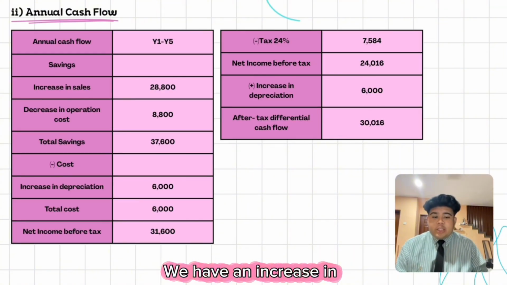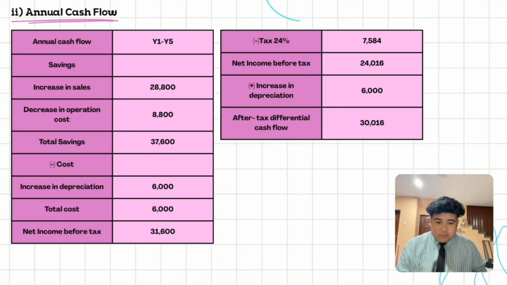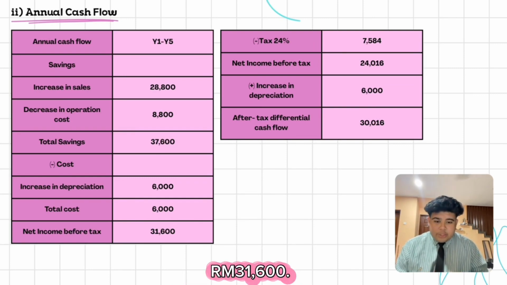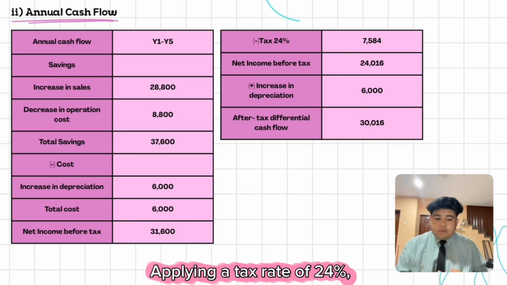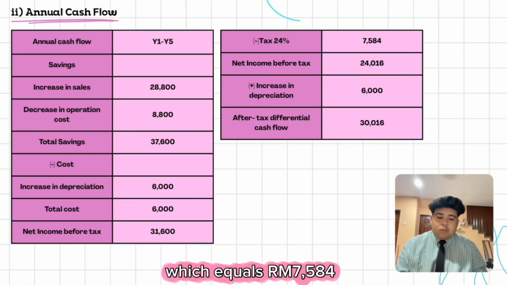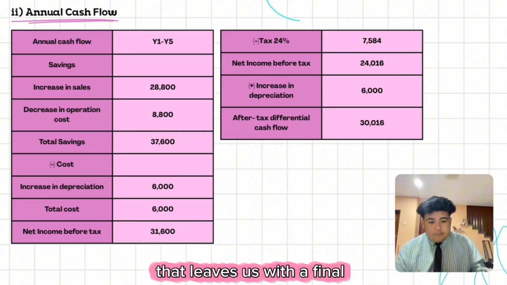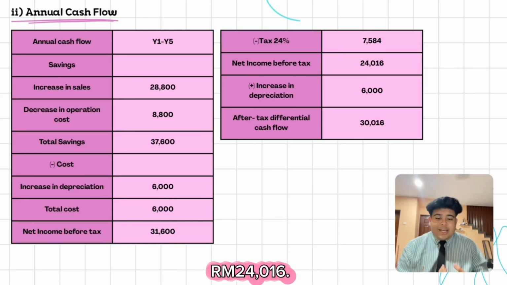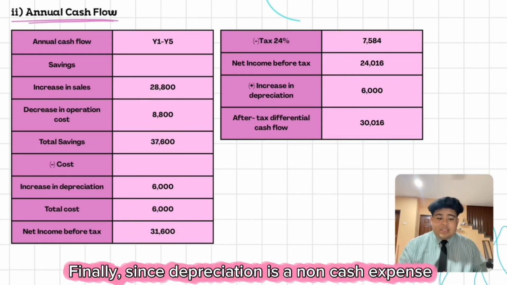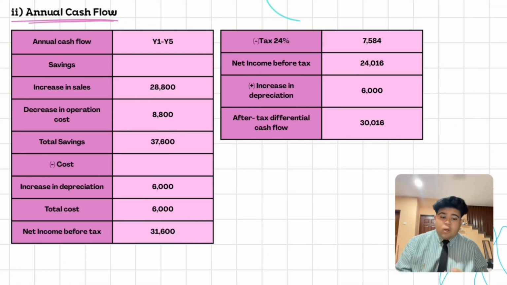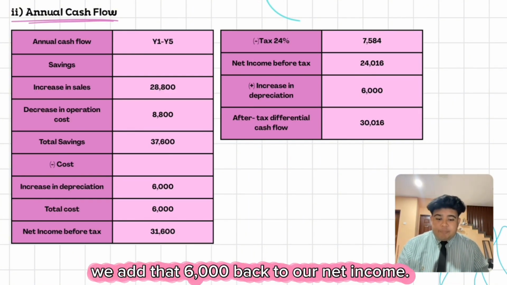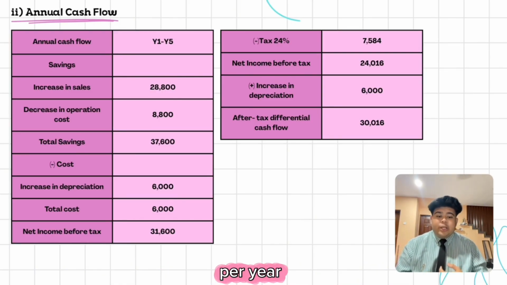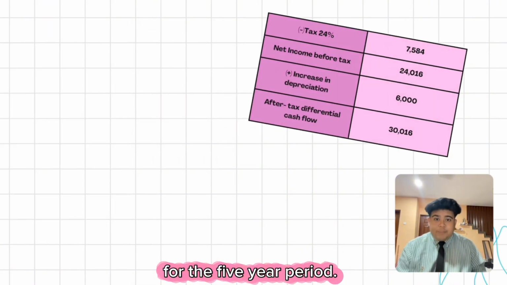From those savings, we must account for our expenses. We have an increase in depreciation of 6,000. That brings our net income before tax to Rm31,600. Applying a tax rate of 24%, which equals 7,584, leaves us with a final net income after tax of Rm24,016. Finally, since depreciation is a non-cash expense, we add that 6,000 back to our net income. This results in an after-tax cash flow of Rm30,016 per year for the 5-year period.